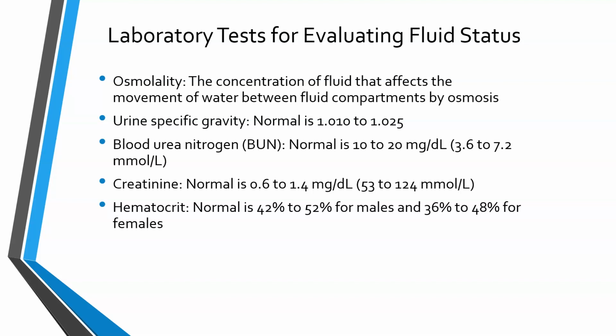Creatinine, normal values, 0.6 to 1.4, and your hematocrit normal values are going to differ from men to women. This is going to look at concentration. So obviously the higher the hematocrit, it's going to talk a little bit more about the less amount of fluid that a person has. So you'll see a higher hematocrit in patients who have fluid volume deficits.